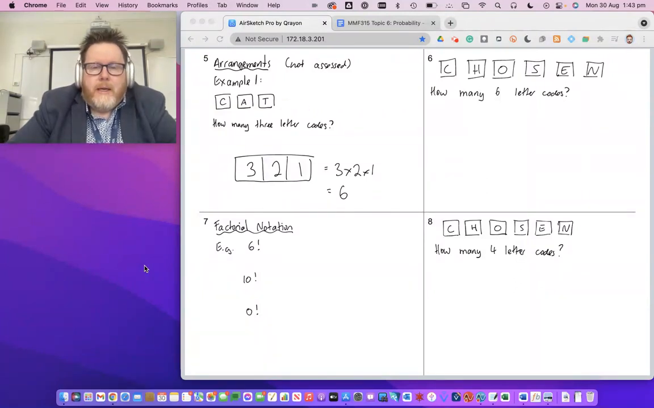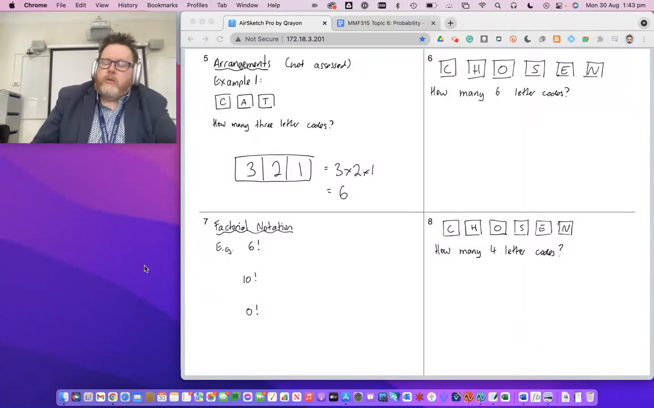So what does all this mean? It means that if I said I've got 3 letters CAT in a bag and I draw them out randomly, what's the chance of drawing out the word CAT? The answer would be 1 out of 6. I hope that makes sense. Let's look at a more difficult one. That's the word CHOSEN on slide 6 here.